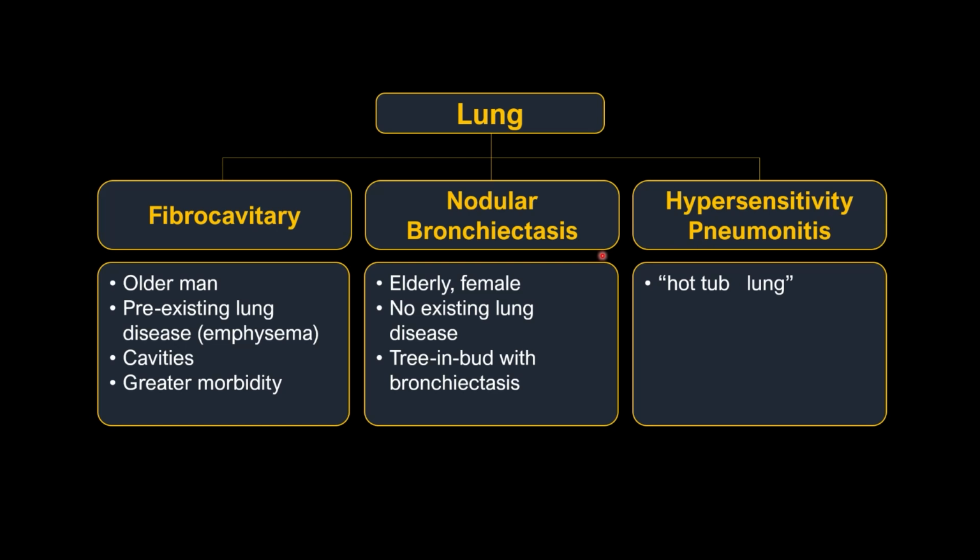Now, this being a thoracic radiology channel, we're going to be talking about the lung disease. And the lung infection comes in a few different forms. You can have fibrocavitary disease that affects older men with pre-existing lung disease, usually emphysema. You can have a nodular bronchiectasis form that affects older women, usually without pre-existing lung disease.